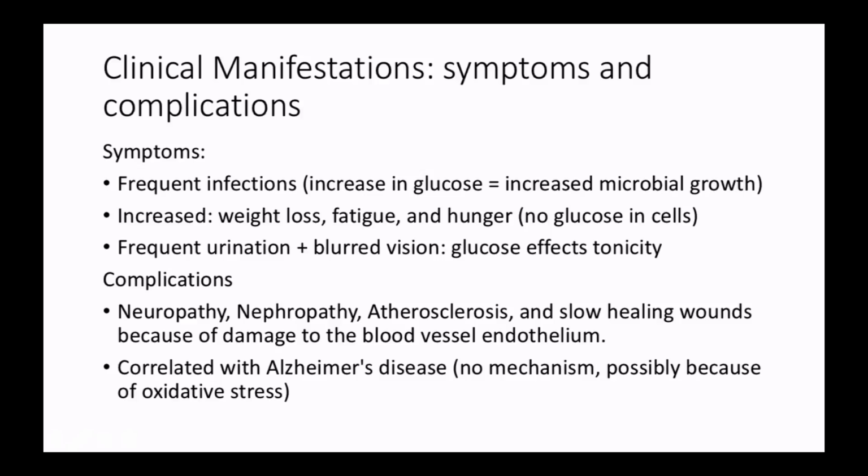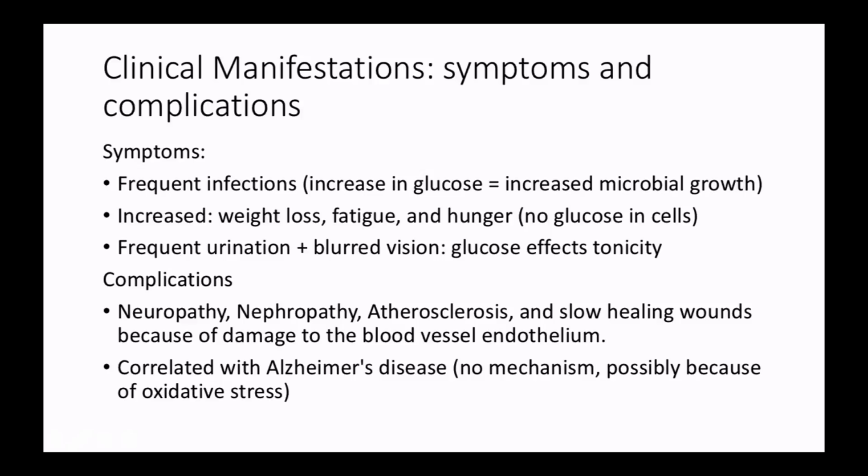Because glucose can affect the tonicity of something, it's going to result in a lot of fluid leaving the cells into the interstitial space, which is ultimately going to be excreted through the kidneys. And then also the blurred vision, because that tonicity can also affect, I think it's called the vitreous humor, the fluid inside of the eye that helps keep things stable and maintains homeostasis there.